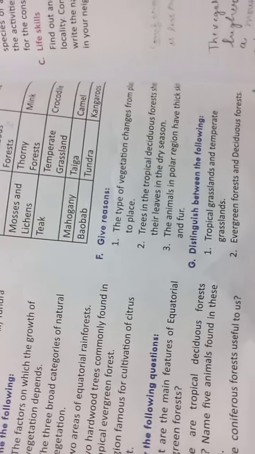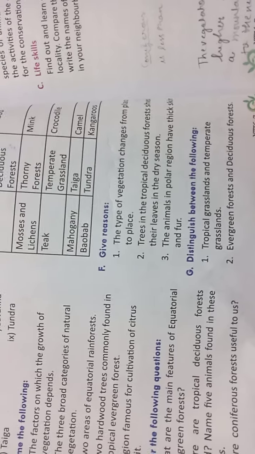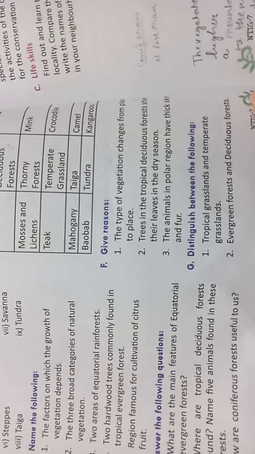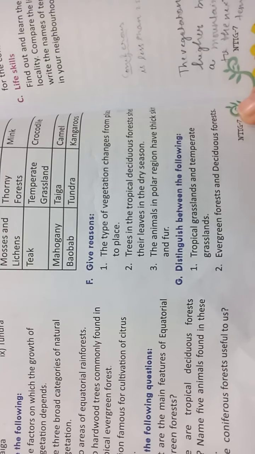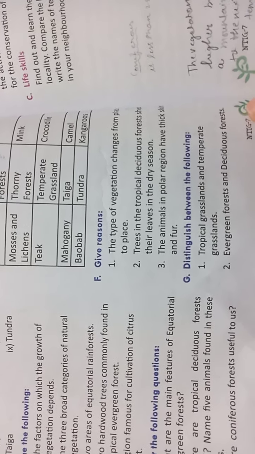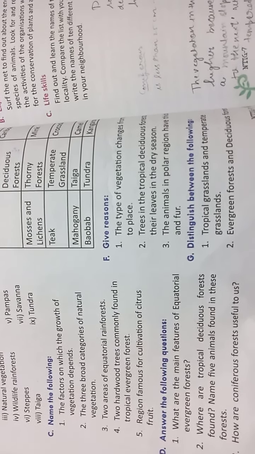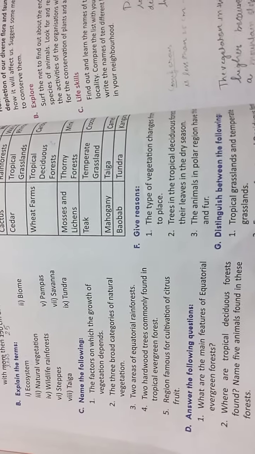Now students, G part, distinguish between the followings. First one, tropical grassland and temperate grassland, and second one, evergreen forest and deciduous forest. So students, you have to do these two questions yourself. Okay, first of all, you will watch the video and read the chapter so you can do easily. Okay, so now in next video we will start the next chapter.